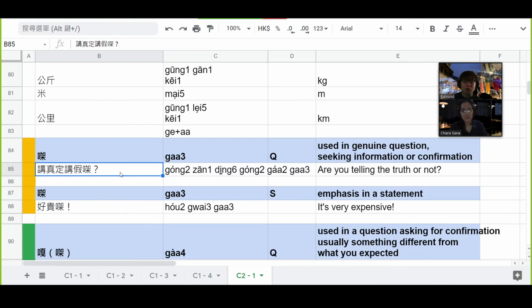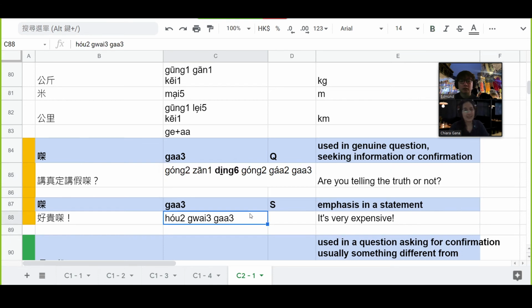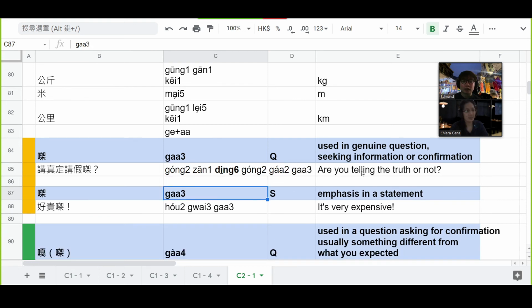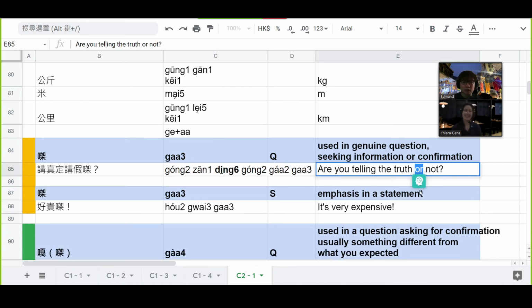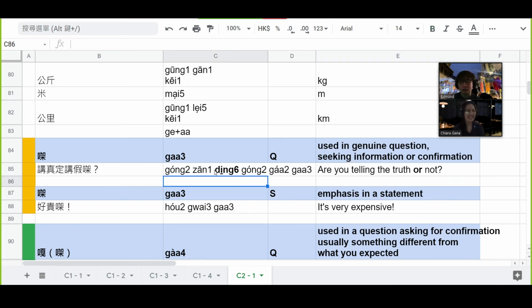Okay, so this one 講真定講假㗎? 講真定講假㗎? You remember what is 定? 定, wow. 定 six tone. 定 is "or" in a question. Right. Sorry. It's okay. 定 or sometimes people say 定係, the same. There's no difference. 定係. Okay, so 講真 is 講 is to speak, 真 is real or true. 假 is fake, so 講真定講假㗎? So tell me if you're telling the truth or not. Like the truth, yeah. 講真定講假㗎?